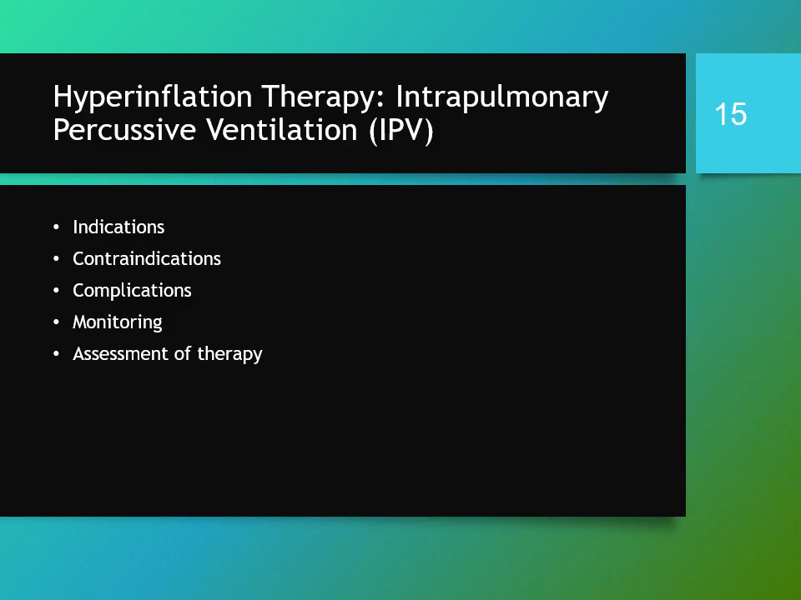Reasons why you may not want to do this: untreated pneumothorax, a patient with blebs or bullae, that's really thin areas on the outer surface of the lungs. If they have an unstable chest wall, like multiple rib fractures, this may not be the best for them. Or if they have pulmonary bleeding, IPV oscillations can cause the clots that form to move. So it's not a good idea. It's a contraindication in that case.